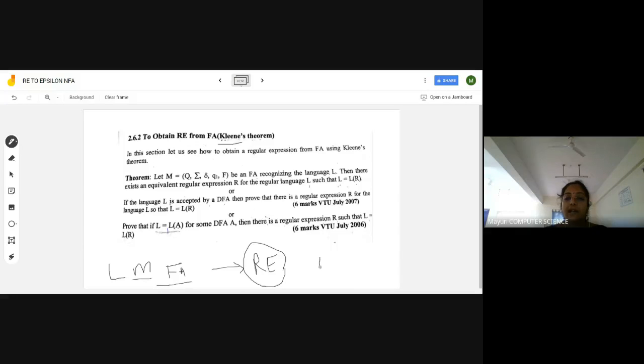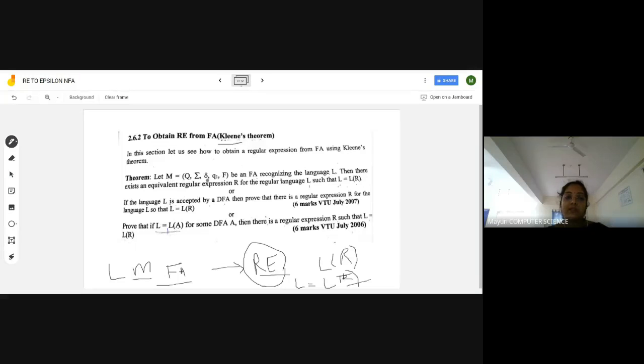The language accepted by the machine, we write it as L. The language accepted by the regular expression called R. Here R is called the regular expression. The language accepted by the regular expression is denoted as L of R. If at all you can generate a regular expression for a finite automata, I can say that the language accepted by the finite automata is always equivalent to the language generated for the regular expression. So L is equal to L of R. That is what the theorem is.